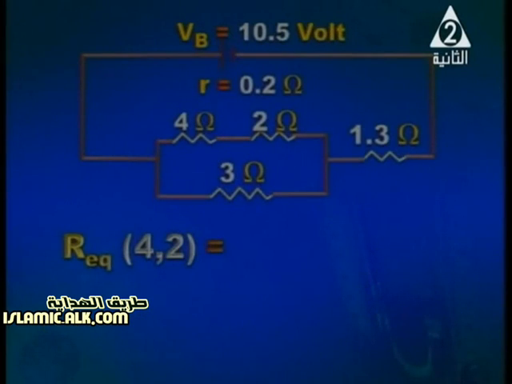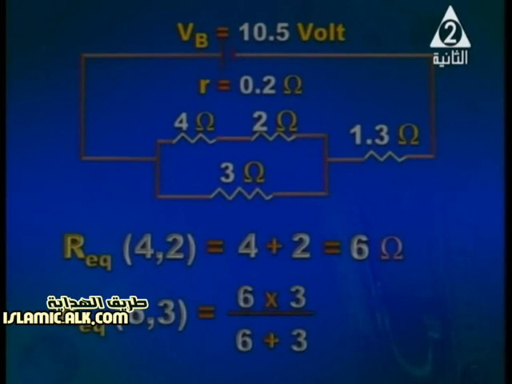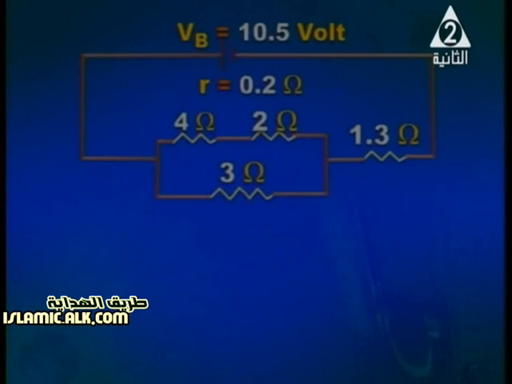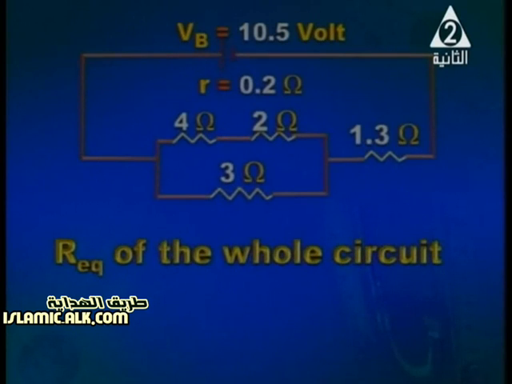R equivalent of the 2 resistors, 4 and 2, they are connected in series, so 4 plus 2, it is 6 ohm. R equivalent of 6 and 3, they are connected in parallel, product over the sum, it is 2 ohms. Then 2 ohm is connected in series to 1.3 and the internal resistance 0.2, so the R total of the whole circuit is equal to 3.5 ohm.